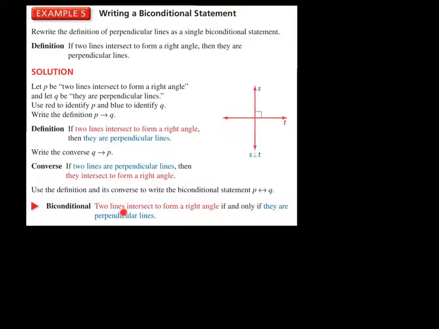That means that we can write this as a biconditional statement. Two lines intersect to form a right angle if and only if they are perpendicular lines. So basically this one sentence says the same thing as these two sentences combined. And again, we know both of those things to be true. We know that if two lines intersect to form a right angle, then they're perpendicular. We also know that if they are perpendicular, then they're going to form a right angle. So we can do that all in one statement by saying two lines intersect to form a right angle if and only if they are perpendicular lines.